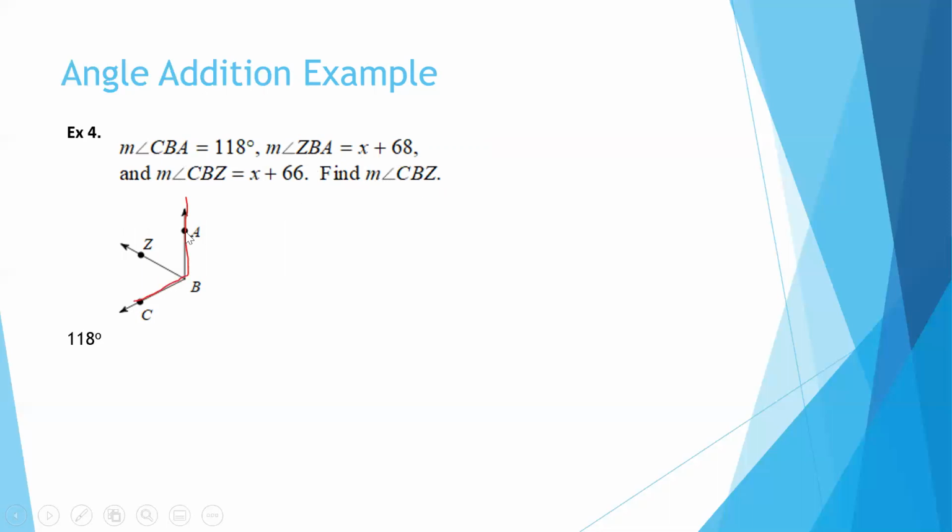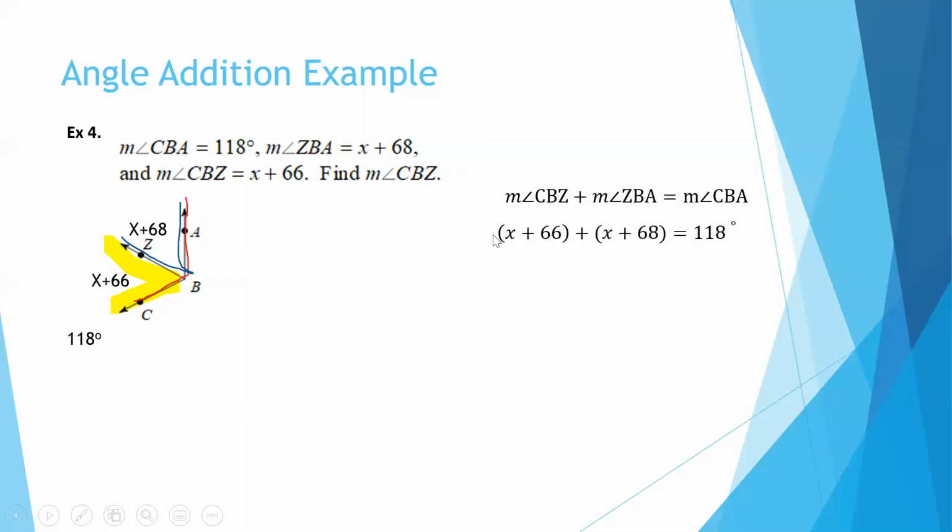Okay, start off by drawing our first one. We have CBA in our red line, 118 degrees. We have ZBA in our blue line, which is equal to x plus 68. And we have highlighted in yellow, we have angle CBZ, which is equal to x plus 66. So we set up our formula again. Two smaller angles will equal up to a larger angle. We plug in our known expressions that we have. x plus 66 plus x plus 68 is equal to 118 degrees.